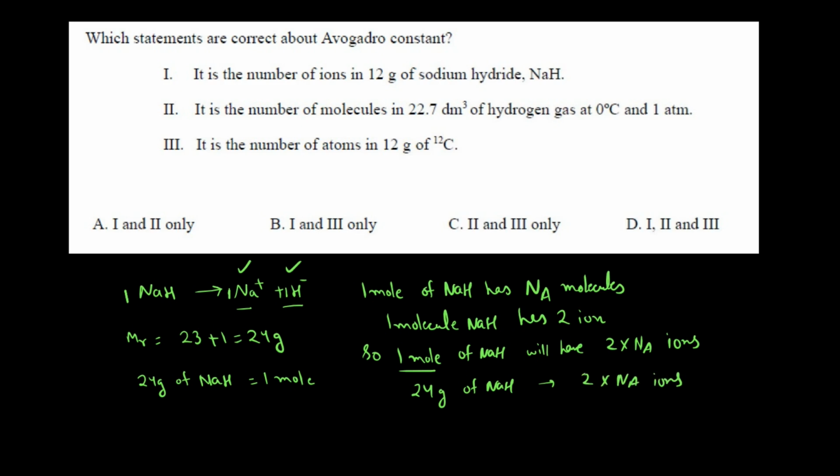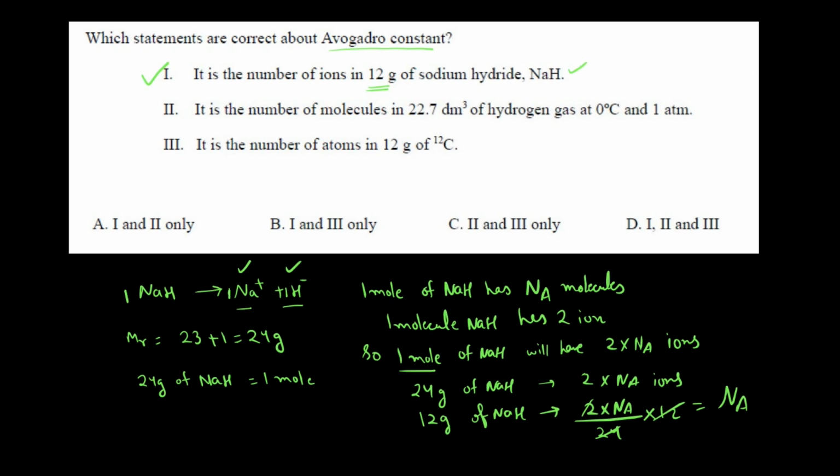So they are asking how many ions are there in 12 grams. So 12 grams, which is equal to half mole of sodium hydride, will have 2 multiplied by Avogadro's number, divided by 2, so this equals Avogadro's constant. So it means the first option is correct, because they are asking which statement is correct about Avogadro constant. So this will give me Avogadro constant.